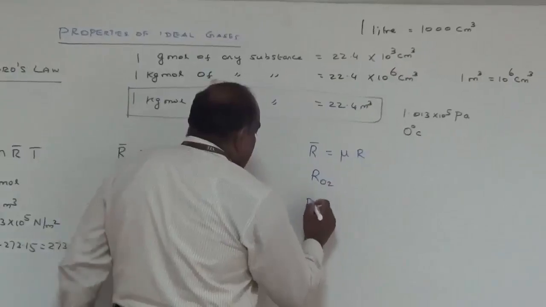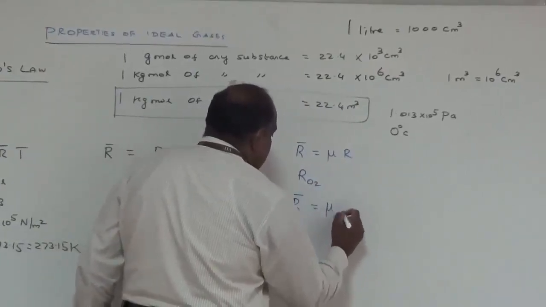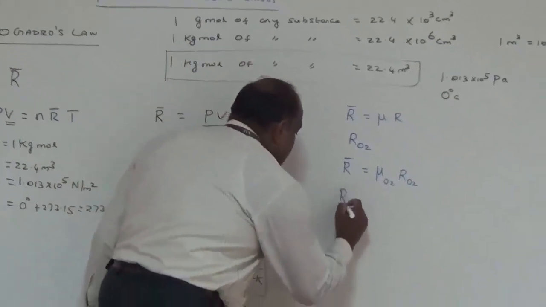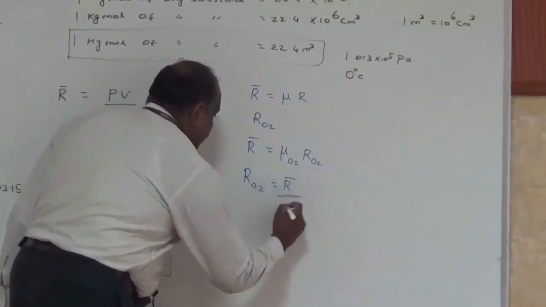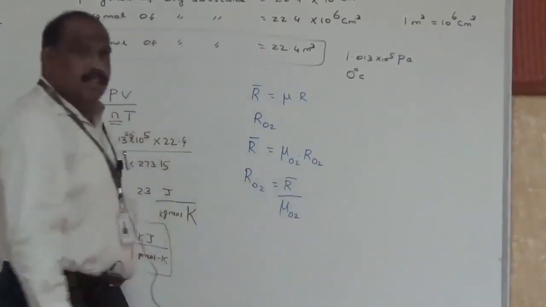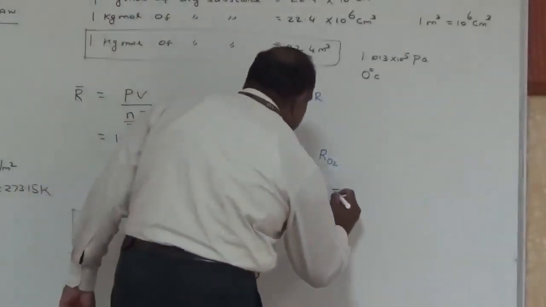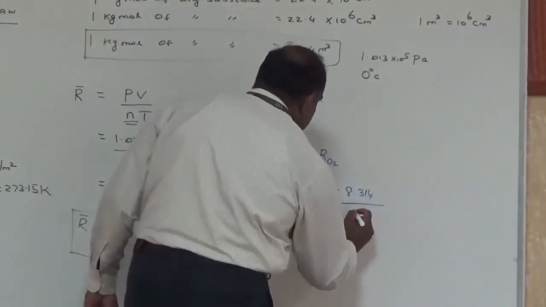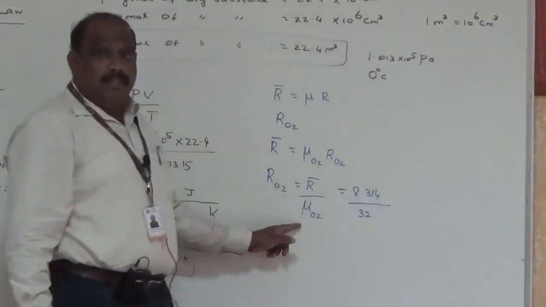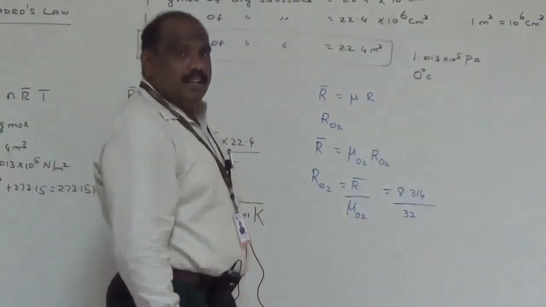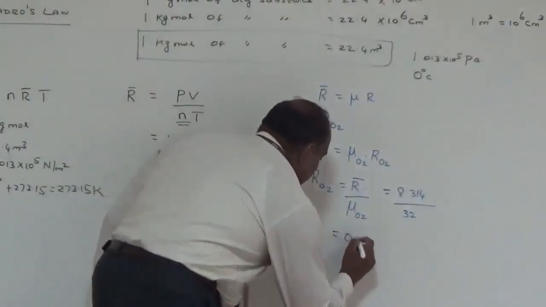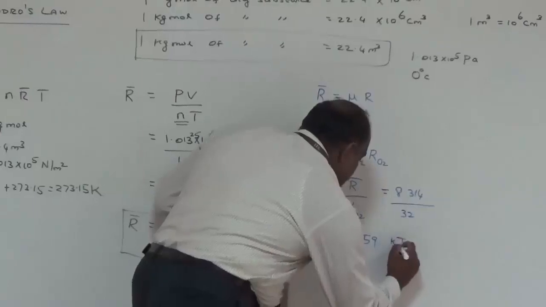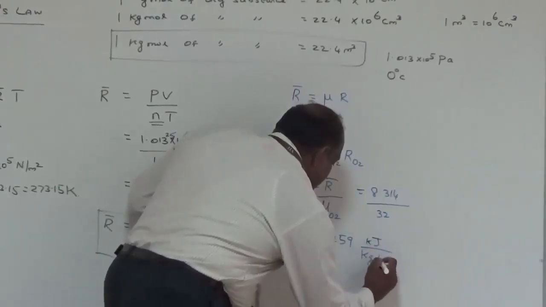The same formula can be written as R bar equals mu of oxygen times R of oxygen. Now I want R of oxygen, which is R bar divided by mu of oxygen. What is R bar? R bar is 8.314, divided by mu of oxygen. Mu of oxygen is 32, because mu is the molecular weight, and the molecular weight of oxygen is 32. So what is the answer? 0.259. What is the unit? The unit is kilojoules per kilogram Kelvin.